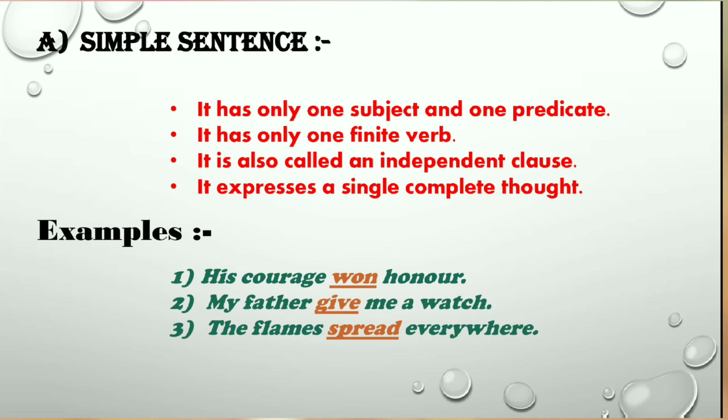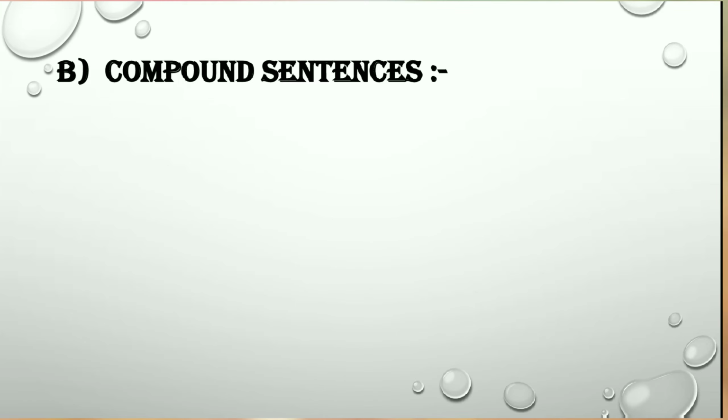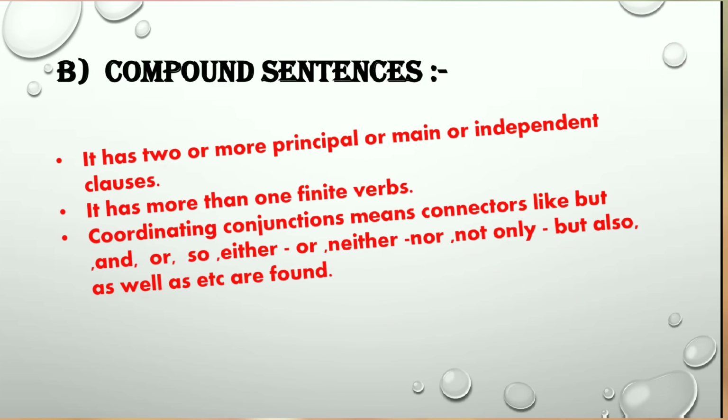In these three examples, won, gave and spread are finite verbs. If you divide the sentences, we get subject and predicate. These all are independent clauses which express a single complete thought. Friends, now let's see compound sentences.